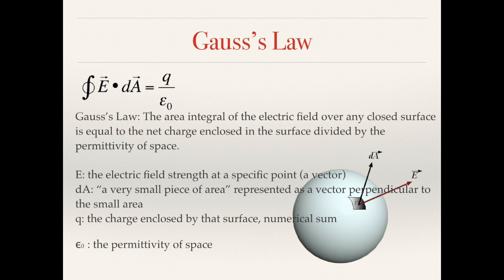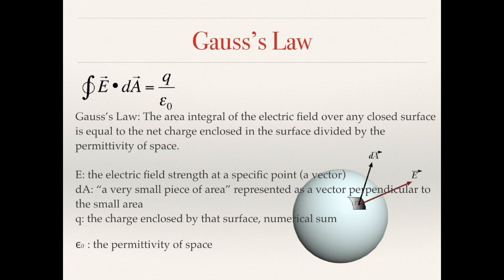Gauss's law means that the area integral of the electric field over any closed surface is equal to the net charge enclosed in the surface divided by the permittivity of space.